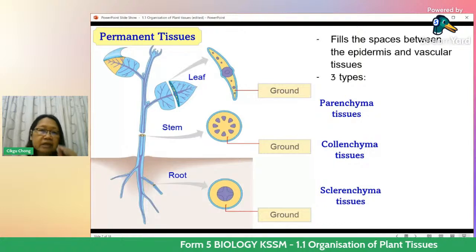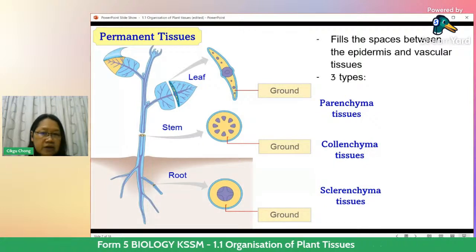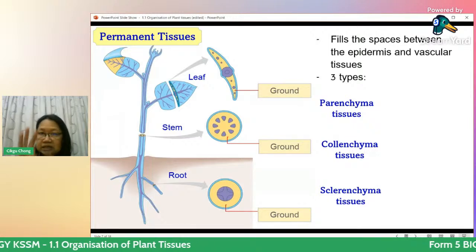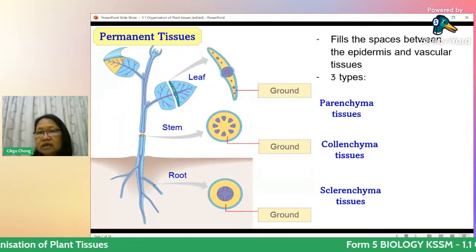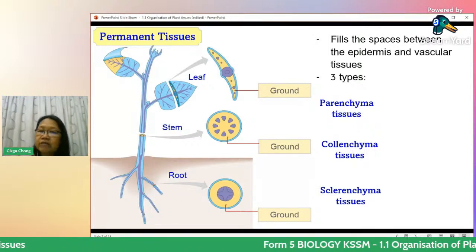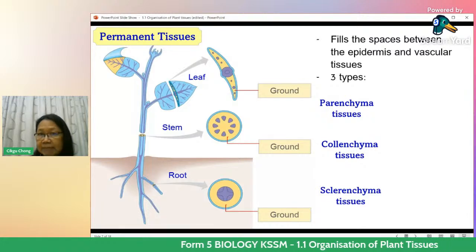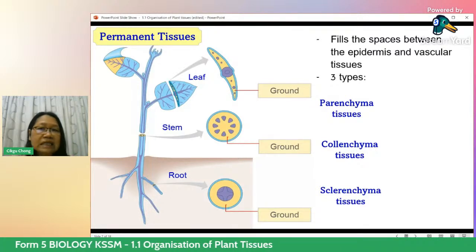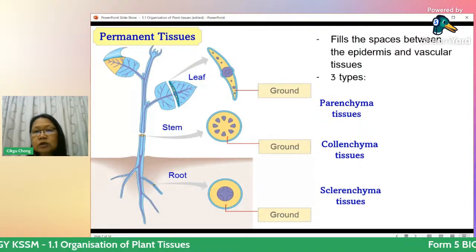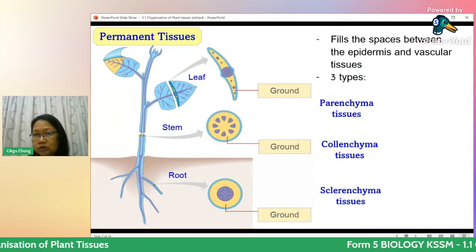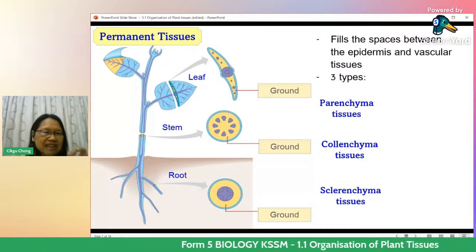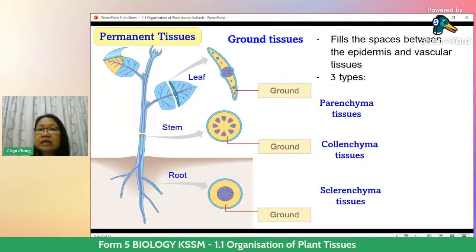It doesn't mean that parenchyma is found in the leaf, the collenchyma in the stem, and the sclerenchyma in the root. There's a mixture of this. In the leaf, you can have parenchyma, and you could have collenchyma as well. In the stem, there will be parenchyma, collenchyma, or sclerenchyma, depending on how old the plant is. Sometimes the older plants will have sclerenchyma tissue, which is a bit rigid, a bit harder, with a thicker cell wall. So these are ground tissues.